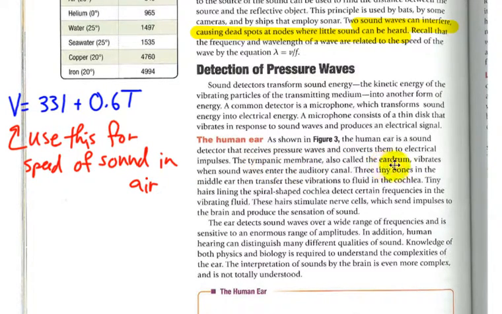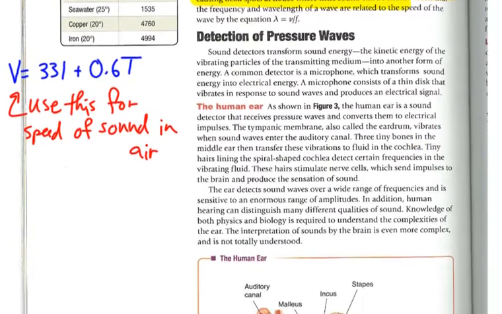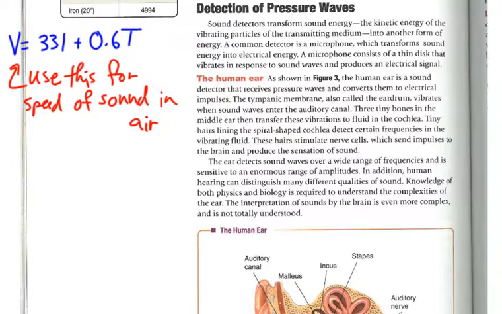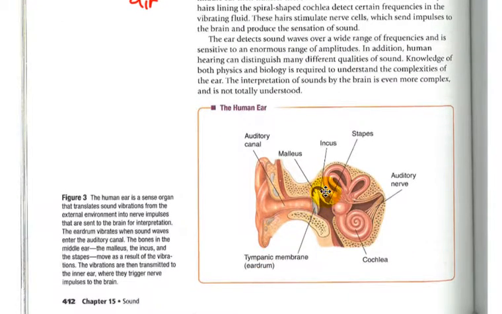The tympanic membrane, also called the eardrum, vibrates when sound waves enter the auditory canal. So this is like our microphone here, a little disc here that vibrates in response to the vibrating air molecules that are entering. Three tiny bones in the middle ear then transfer these vibrations to fluid in the cochlea. Tiny hairs lining the spiral-shaped cochlea detect certain frequencies in the vibrating fluid. These hairs stimulate nerve cells which send impulses to the brain and produce the sensation of sound. So from there we have the three tiny bones, etc., and then that signal gets transferred into an electrical signal which our brain interprets as sound.